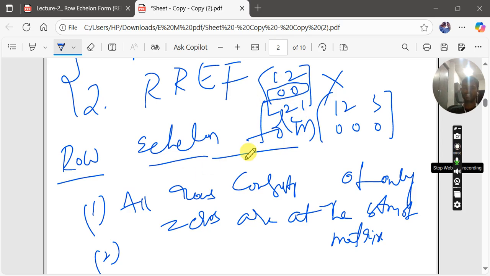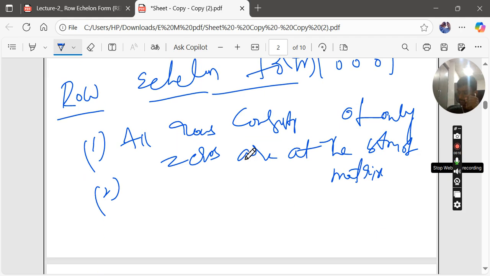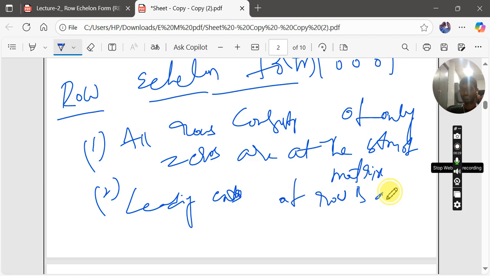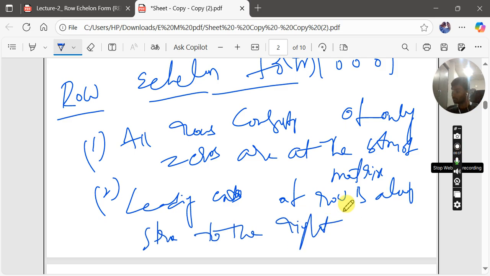Okay. And again, in row echelon form, you have the right to apply only row operations. You don't have the right to apply column operations. On the second property, the leading entries, meaning non-zero entries, of a row are always strictly to the right of the leading entries of the row above. It means it should satisfy the upper triangular property.